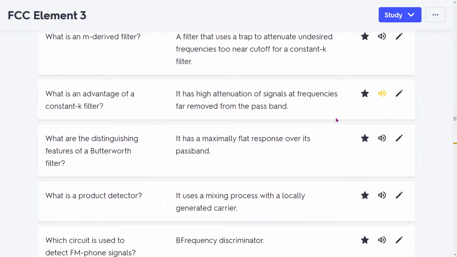What is an advantage of a constant K filter? It is high attenuation of signals at frequencies far removed from the pass band.